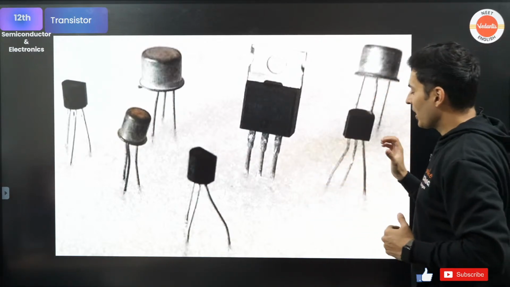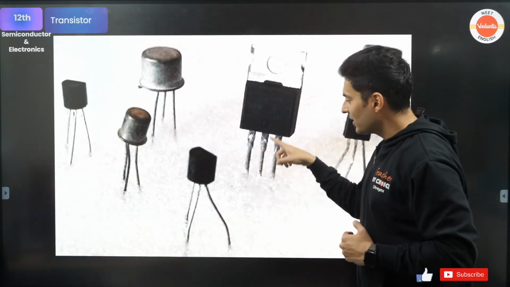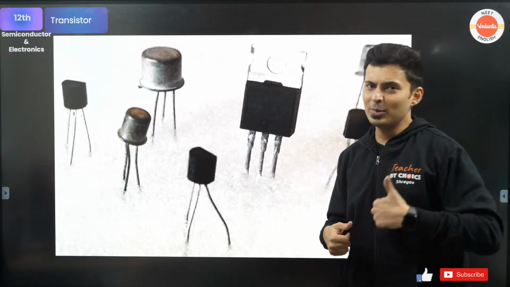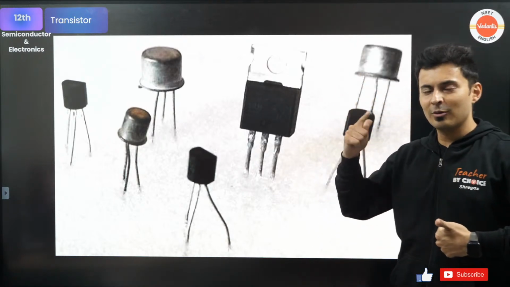Anyways, here in these devices, do you see they have 3 legs? Why do you think they will have 3 legs? One will be for P, one will be for N, and the other will be for P.